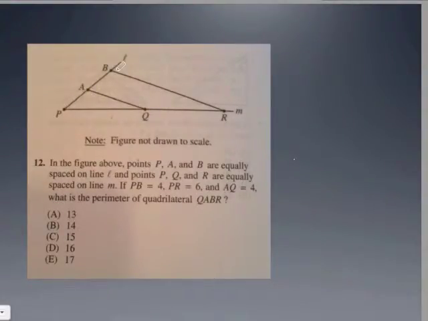If PB is 4, and as I put 4 there, I want to tell myself that this has to be 2 and 2 because they're equally spaced. And continue on with our reading. PR is 6, which basically means this segment is 3 and this segment is also 3. AQ is 4.